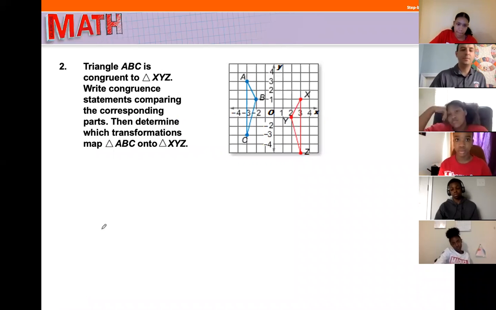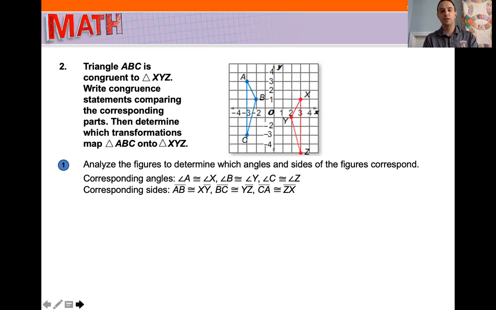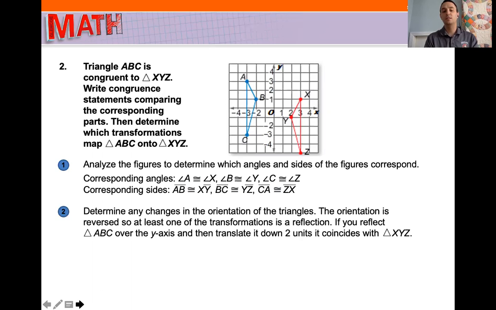Now, here's the neat thing about it. Once you've proven they're congruent to each other, you can take some information and go, okay, now that I've proven they're congruent to each other, I can rotate them, I can flip them, I know that. And I write my congruent statements and go, okay, I can figure out my line sizes.